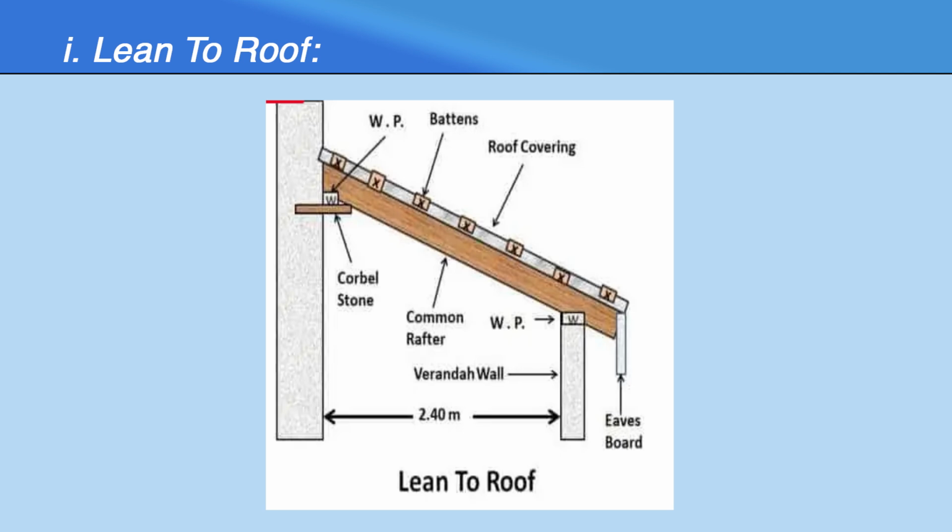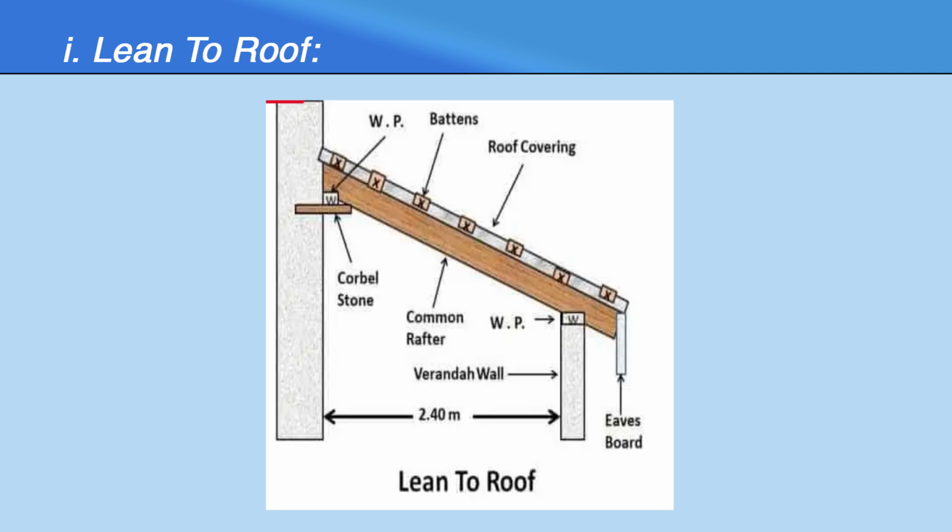The roof consists of common rafters, the higher ends of which are supported on the wall plate. The other ends of the common rafters are supported on the wall or a pier by a wall plate. This wall plate is supported on a projecting corbel from the wall. This type of pitch roof can be used up to a span of 2.5 meters.